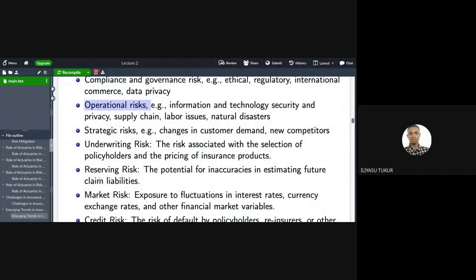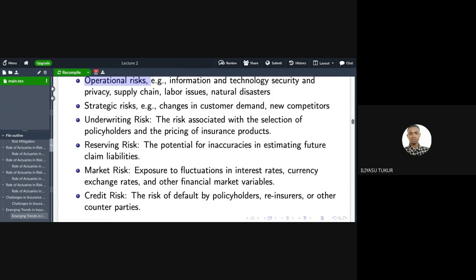So we have underwriting risks, the risks associated with the selection of policyholders and the pricing of the insurance product. We have reserving risks, the potential for inaccuracy in estimating future claim liabilities. So, you know, claims are liabilities, whether they are claims that you paid out or that are yet to be paid out. In some cases, you estimate that the claim amount for a particular disease will be 10,000, and then there is an increase in prices, and the claim amount changes to 15,000. So in this case, you have to lose some money. If you didn't put this reserving into consideration, you don't have some funds reserved somewhere, then a company may start going down to ruin.